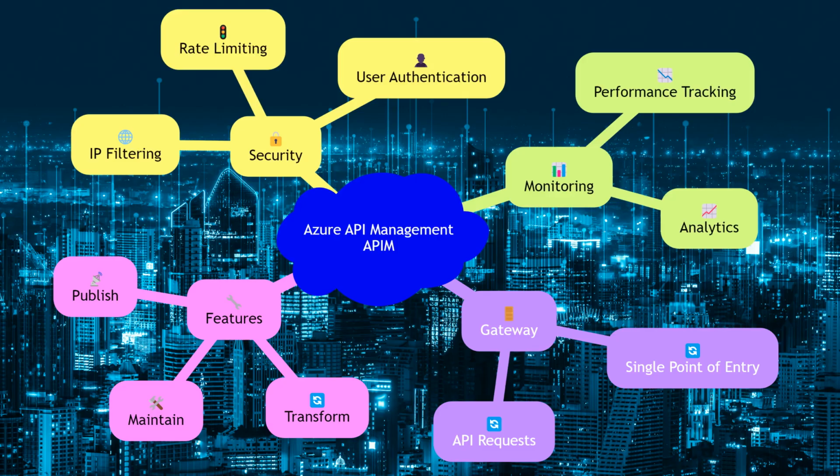Azure API Management is a service that enables organizations to publish, secure, transform, maintain, and monitor APIs. It acts as a gateway, providing a single point of entry for API requests. APM offers features like rate limiting, IP filtering, and user authentication, ensuring that APIs are secure and performant. It also provides analytics and monitoring capabilities to track API usage and performance.